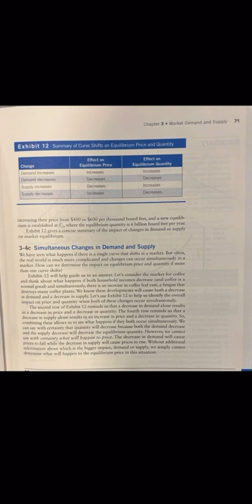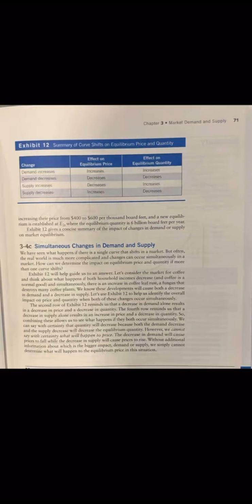Exhibit 12 gives a concise summary of the impact of changes in demand and supply on the market equilibrium. Exhibit 12: Summary of curve shifts on the equilibrium price and quantity. Change: demand increases, demand decreases, supply increases, or supply decreases. Effect on equilibrium price: increases, decreases, decreases, increases. Effect on equilibrium quantity: increases, decreases, increases, decreases.